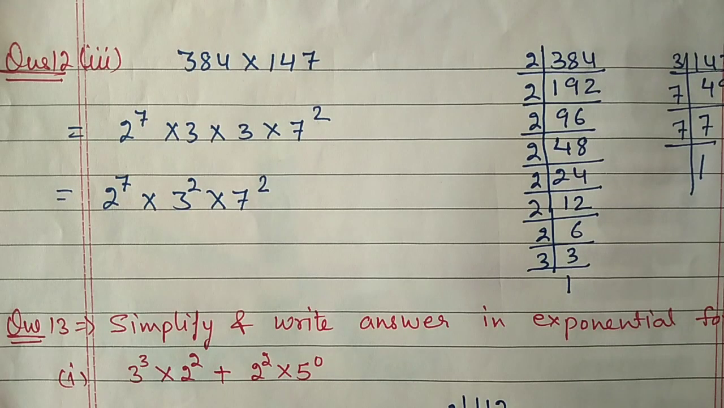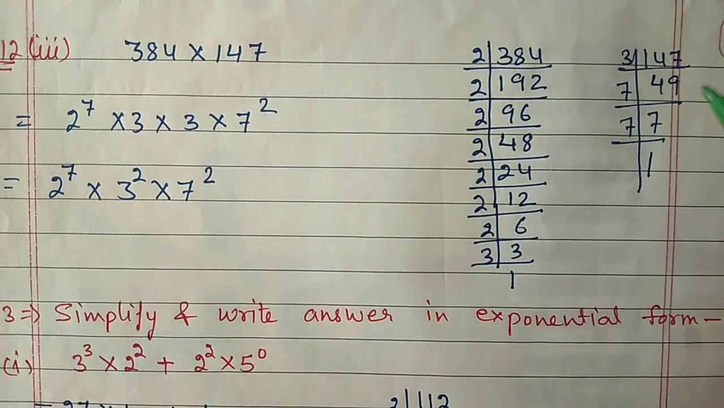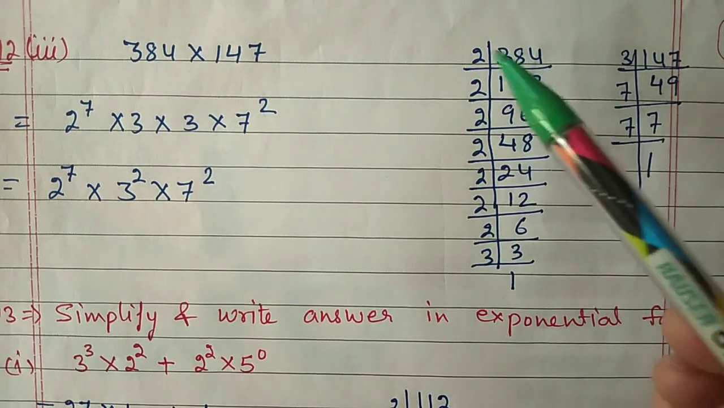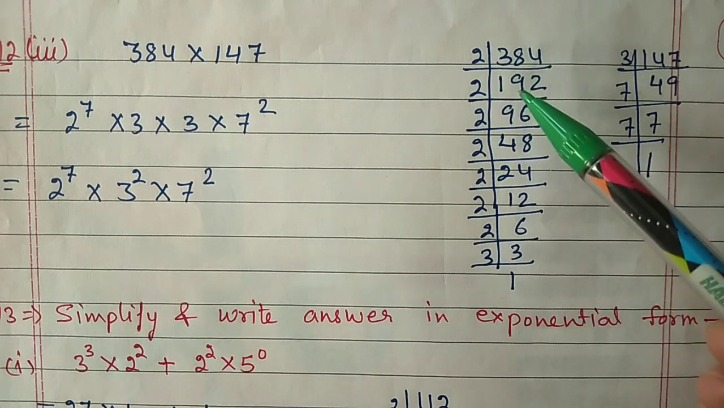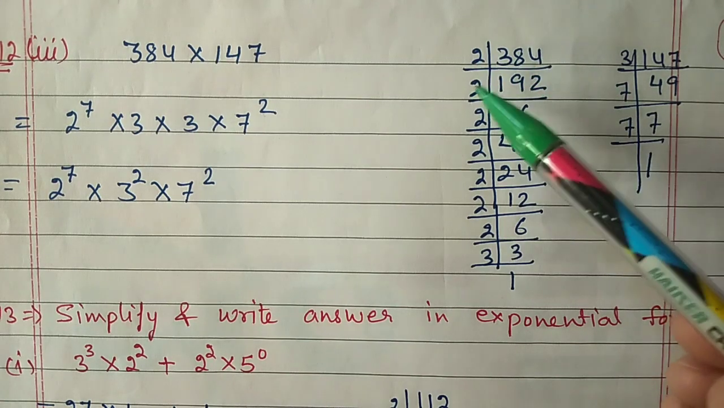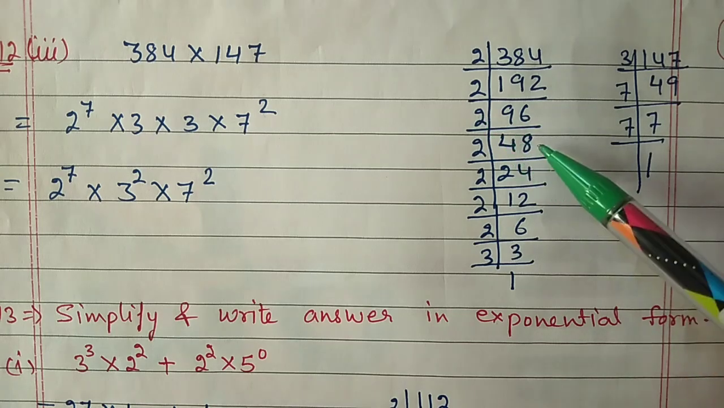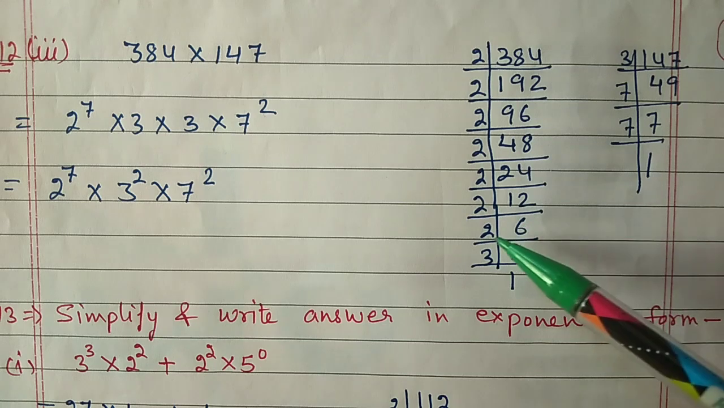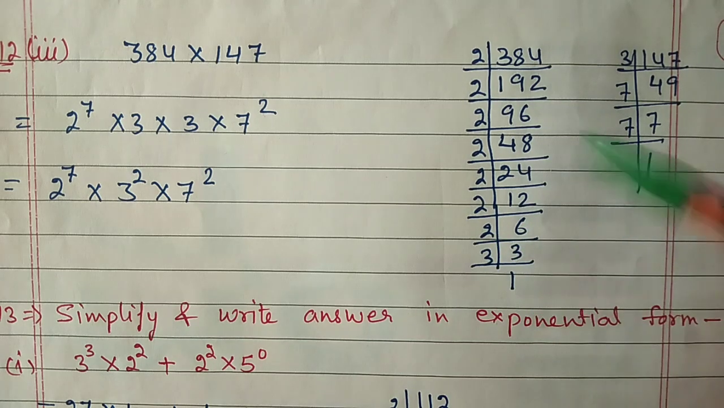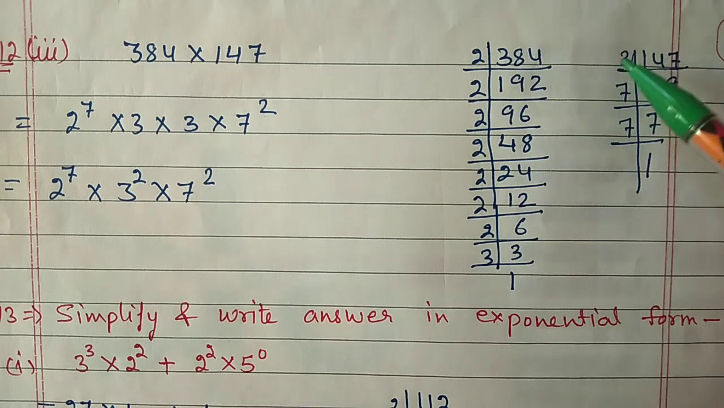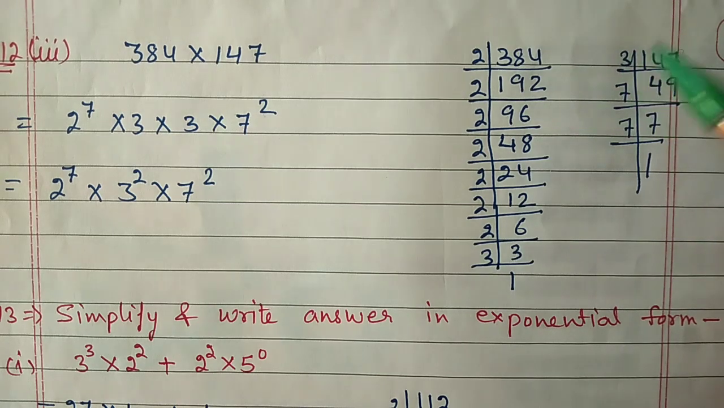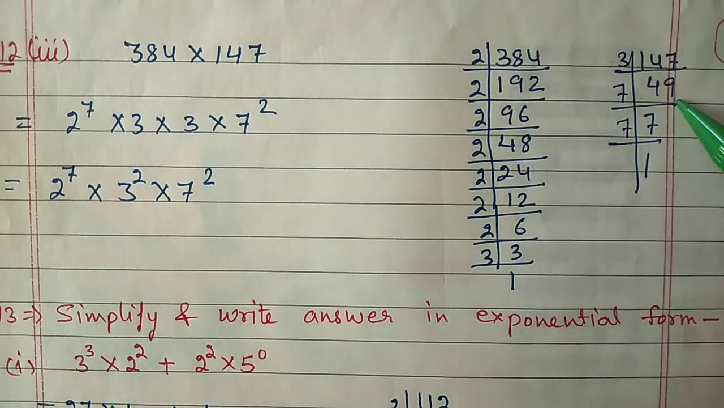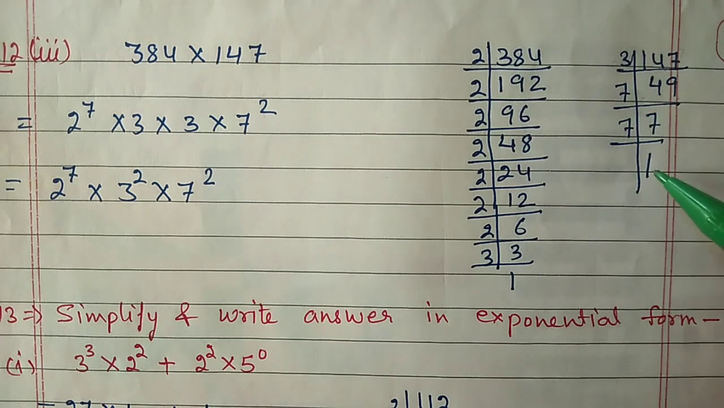Third part, 384 multiplied by 147. So do the factorization of 384. It is an even number, means we can start with 2. 2 192, 2 96, 2 48, 2 24, 2 12, 2 6, 2 3 and 3 1 time. Then 147, it is an odd number, we will check with 3. 3 49. Then 49, 7 7, 7 1.